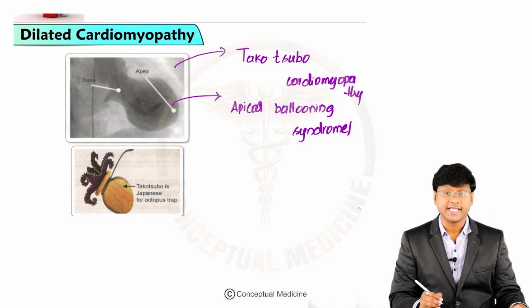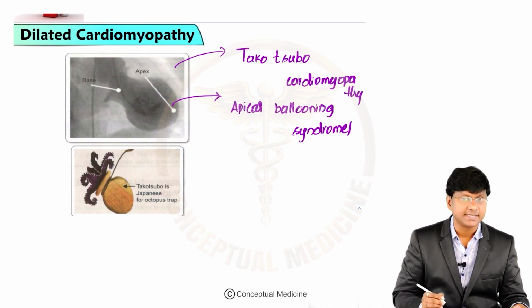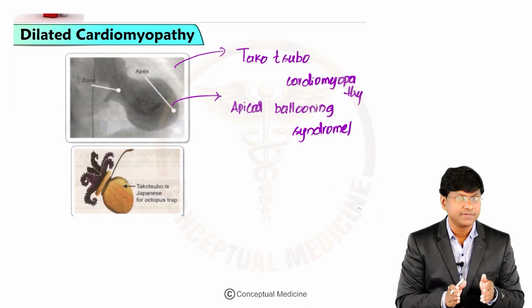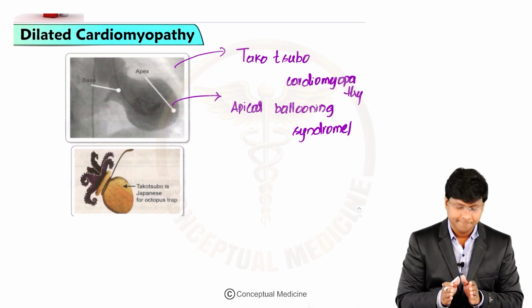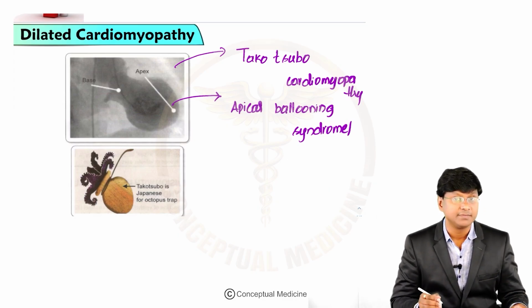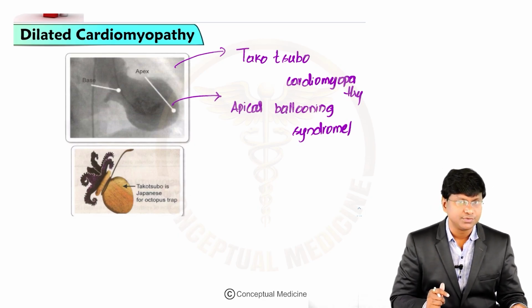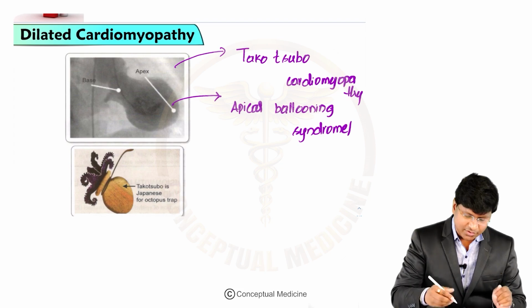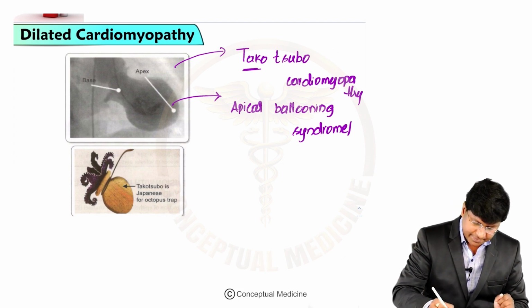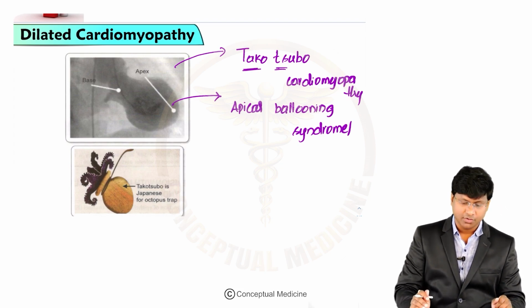Right, it is also called apical ballooning syndrome. And why is that? Because it is the apex of the heart which has been ballooned out, and that is the reason why it is called apical ballooning syndrome. Now, why is it called Takotsubo? Let me explain.